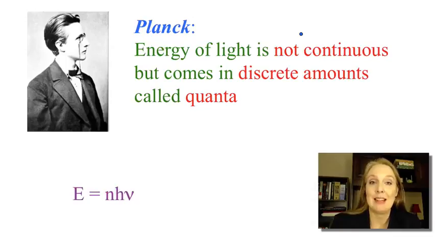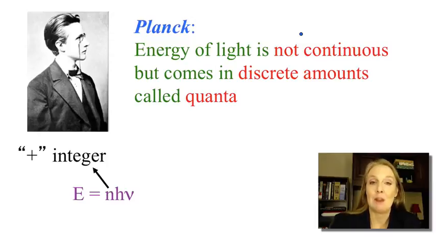In this case, n is simply a positive integer. It can be 1, 2, 3, 4, or 5. But n is restricted only to integer values. There are only certain values that are allowed. We don't have any fractional values allowed in this theory.